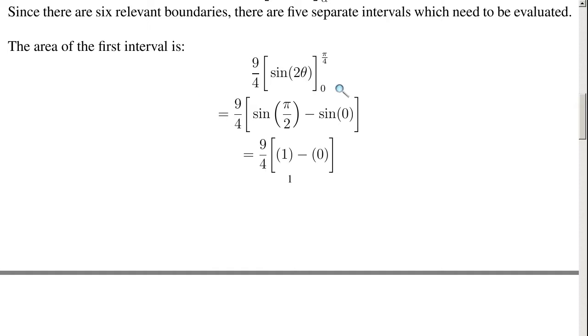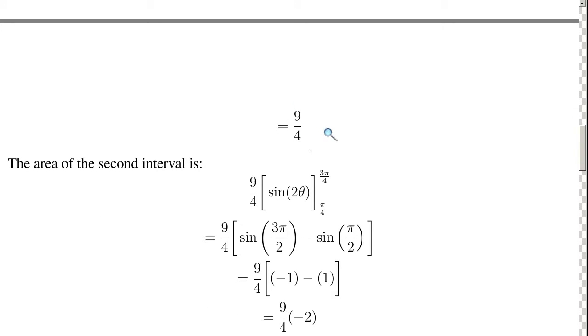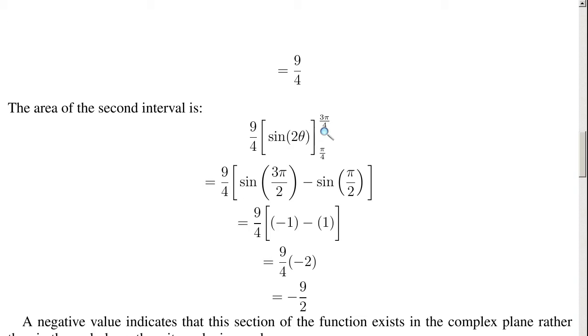For the first interval, it goes from 0 to pi over 4. Take pi over 4, plug it in. Pi over 4 times 2 is pi over 2. 0 times 2 is 0. Sine pi over 2 is equal to, well, what's the sine of pi over 2? Well, that's obviously just 1. And the sine of 0 is 0. 9/4 times 1 just gives you 9/4. So this 9/4 is the first area that we are looking at.